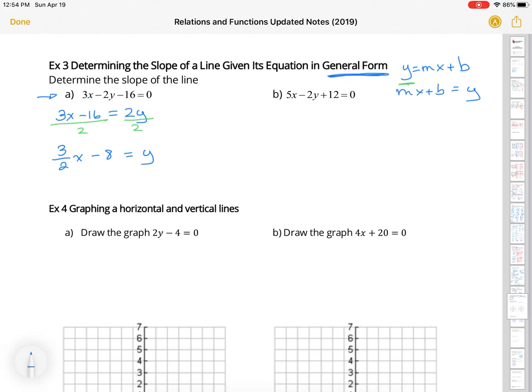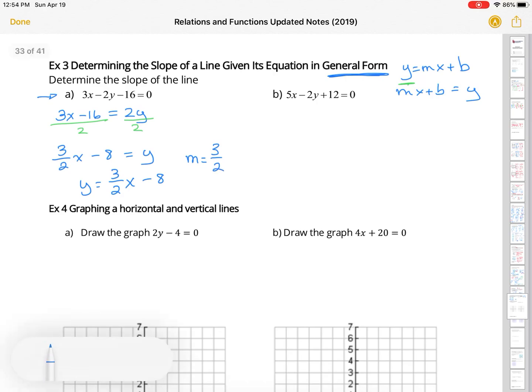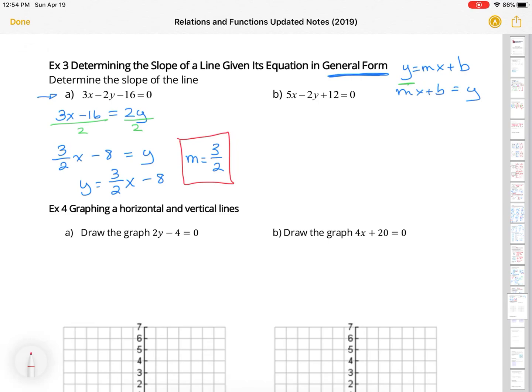Now again, it doesn't matter which side. If it helps you to rearrange it and write it as y is equal to 3 halves x minus 8, that's fine. Now from this equation, I know that m is my slope, and it's 3 over 2, and that's what it's asking us to find. Okay, so let's try the next one.